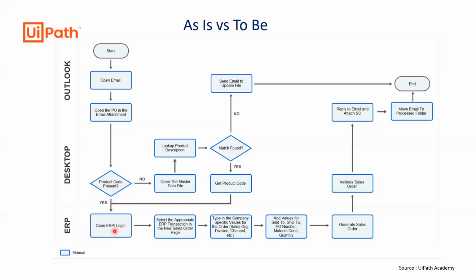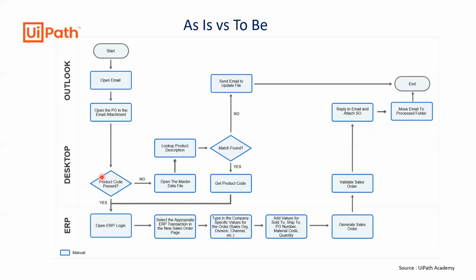So that means you need to go to an application, which is an ERP application. This can be any application for that matter. You have to log into that and put in the code which you get from the email. Then you have to type the company specific details, add some of the details, and then generate a sales order. Once it is generated, you have to validate the sales order and reply to the same email which you have received here. And then you have to move the email to the process folder, right? So this is one happy flow.